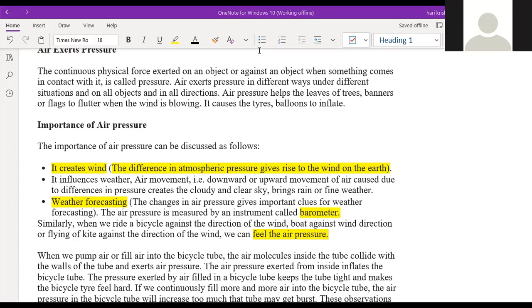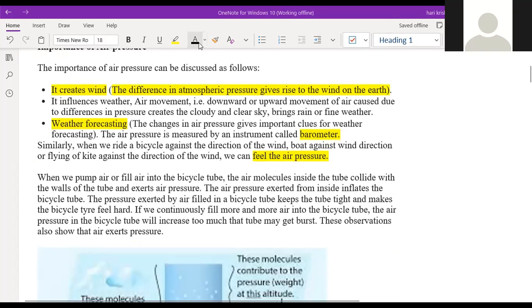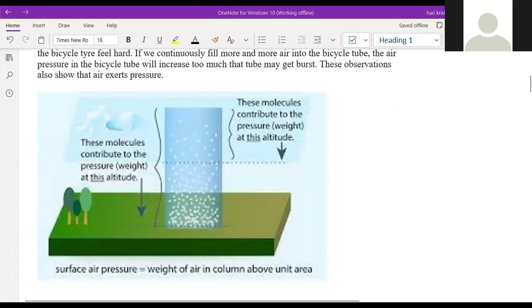Raghav last. Yes, sir. Sir, it is like the amount of air column present on an object. Very good. The simple definition is the weight of the air column present above an object. That is simply atmospheric pressure, or air pressure. You can call it air pressure.